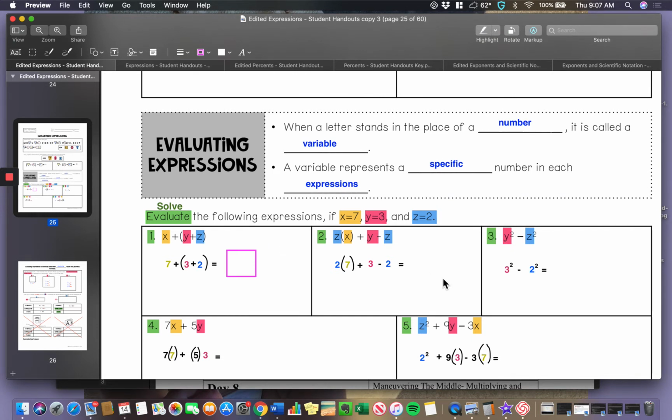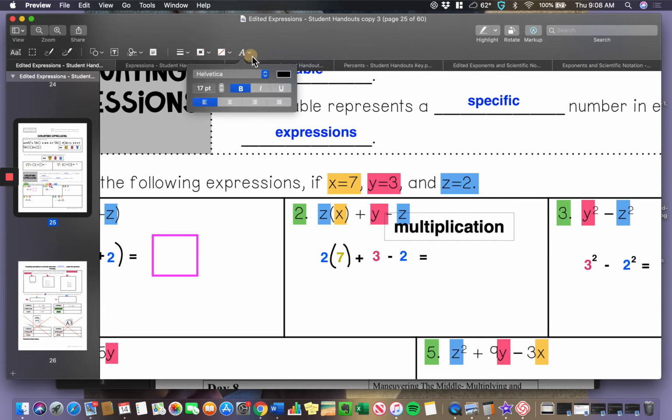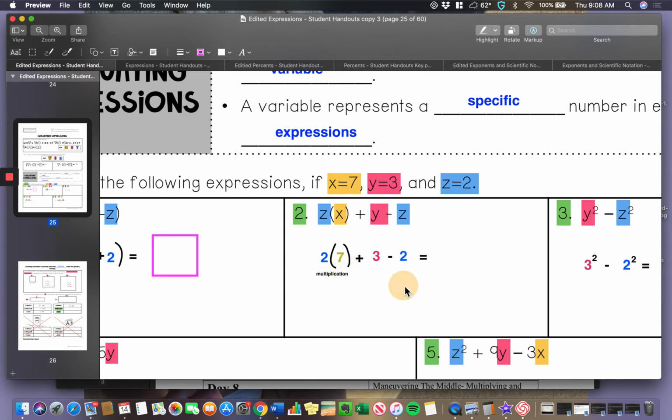I'm sure that you get it. For number 2 down here, we're going to evaluate it. That's why it's in green. z was 2, x is 7, and y is 3. Whenever you see anything that looks like this, it is multiplication. So we have multiplication first, plus 3 minus 2.